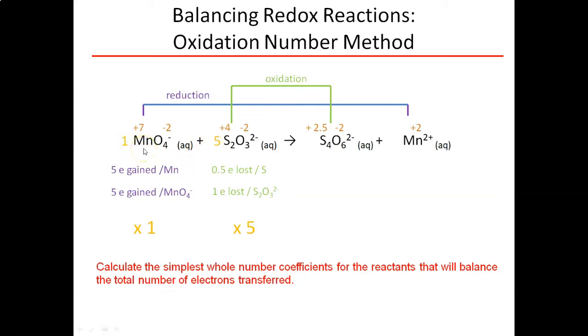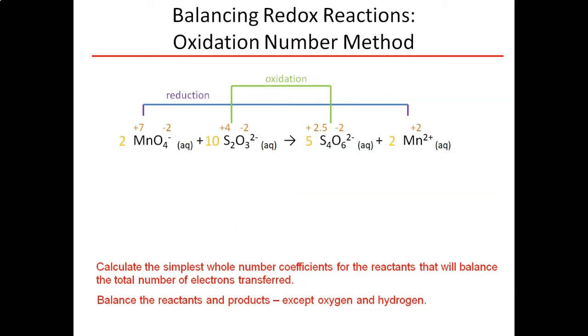Now I'm going to balance all of my non-oxygen, non-hydrogen based on this 1 and 5. So we're going to balance everything but oxygen and hydrogen. Therefore, I'm going to place 1 for my manganese, and I'm going to place a 2.5 for my sulfur. Now, having a fraction in it will make it difficult to solve, so we can multiply everything by 2, and it will get rid of my fraction. So now, everything except for oxygen and hydrogen is balanced.